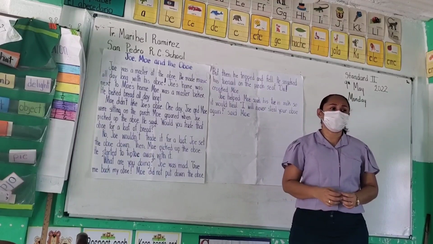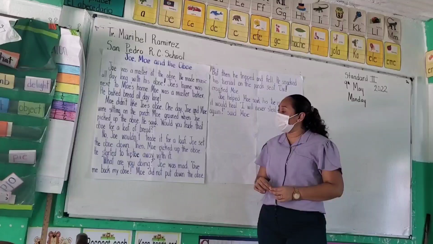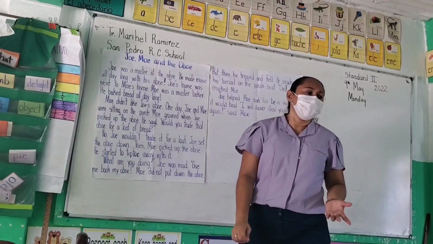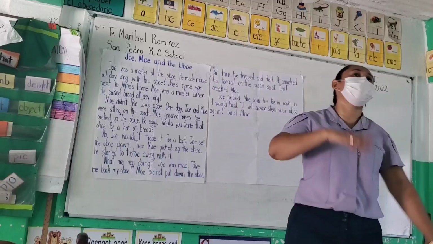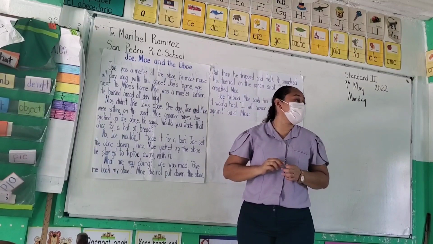Trust me, I'm sure he wanted to get rid of the oboe. Whenever you don't like something, do you go and steal it? Let's say I'm upset because my neighbor plays his music loud every single day from morning to night. What can you do? Steal his music box? What would be the best thing to do?